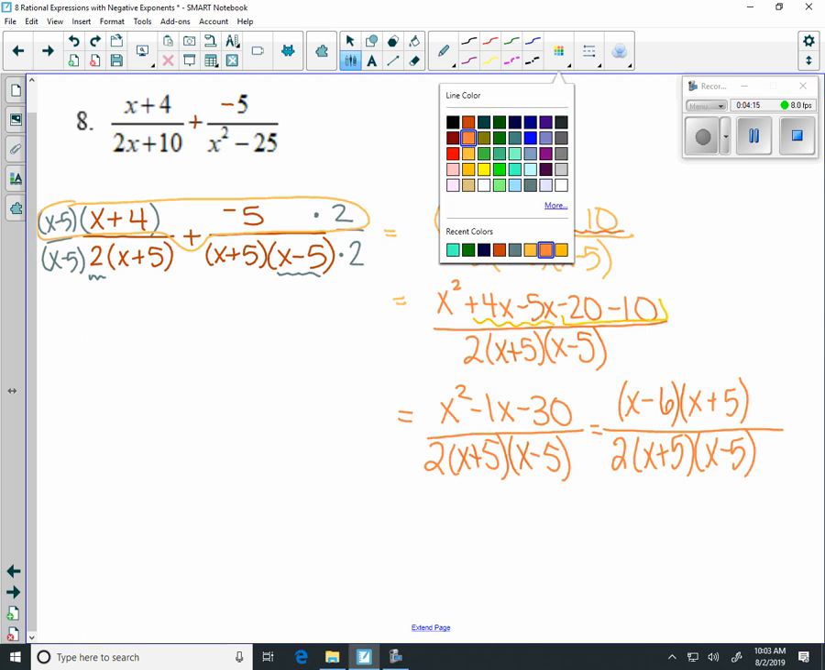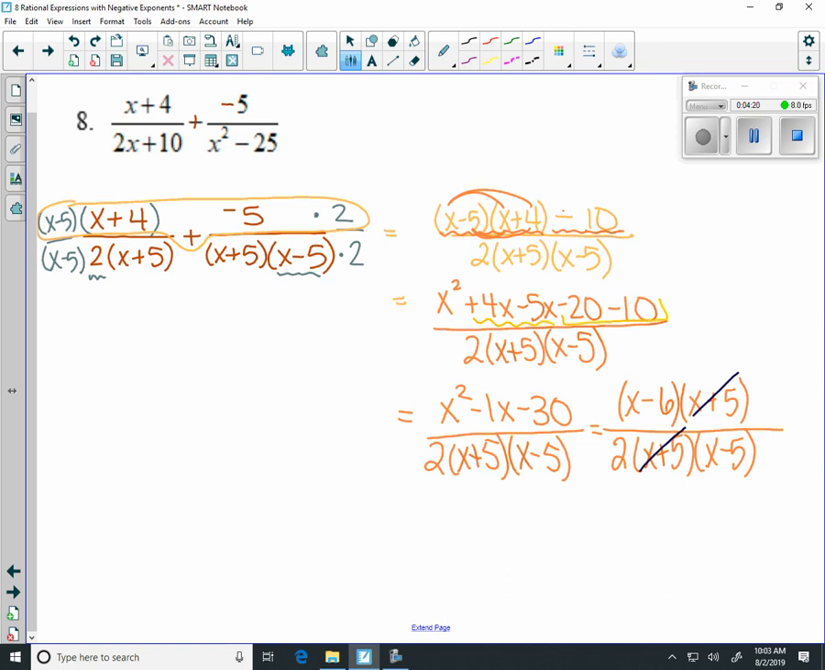Everything's not going to cancel, but we do have some nice canceling that we could do here. The x plus 5's cancel, and so we're left with just x minus 6 on the top and 2 times x minus 5 on the bottom. You can multiply that 2 in, but it's not necessary, and actually I would kind of discourage it. When we get to our next unit on rational functions, our first step is just definitely going to be factor, leave everything in factored form. All right, lovely. That's number 8. I hope that was helpful.